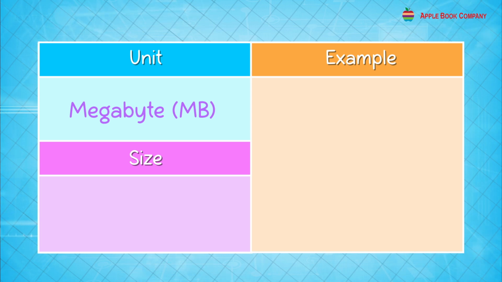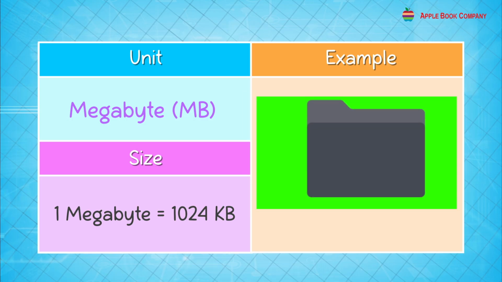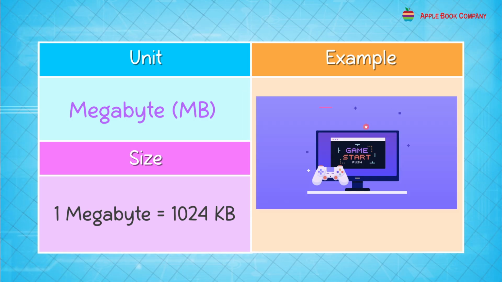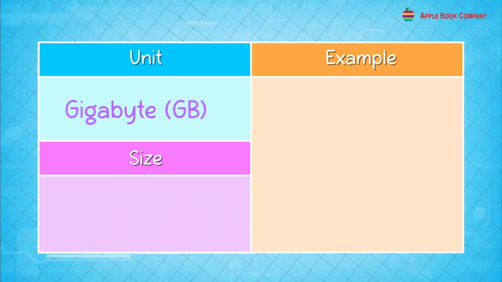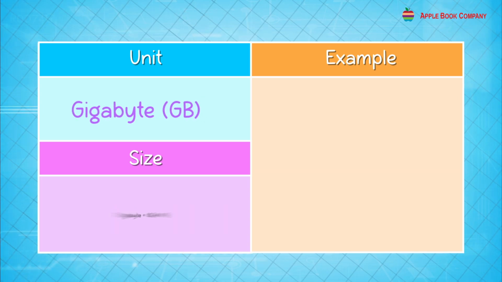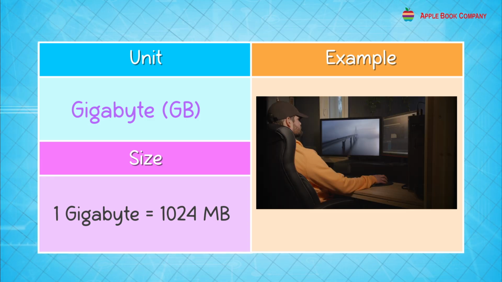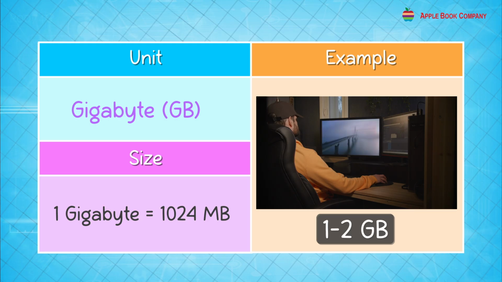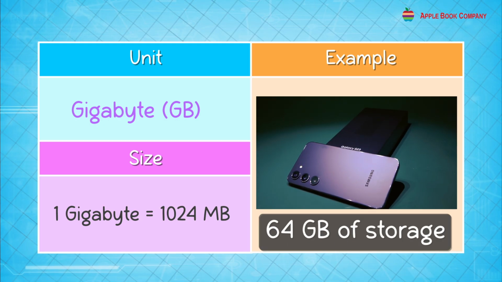Megabyte, also called MB: 1 megabyte equals 1024 KB. For example, a music file or a simple game can be around 3 to 5 MB in size. Gigabyte, also called GB: 1 gigabyte equals 1024 MB. A movie might be about 1 to 2 GB, while a smartphone may have 64 GB of storage.